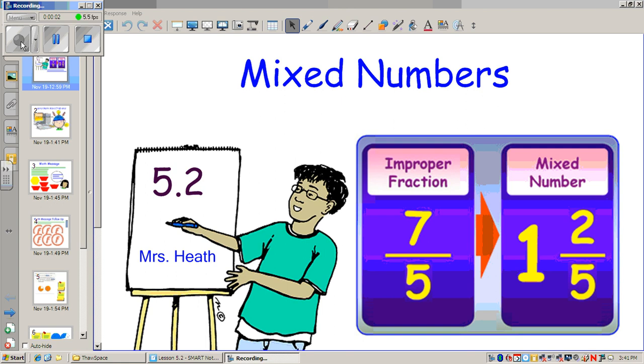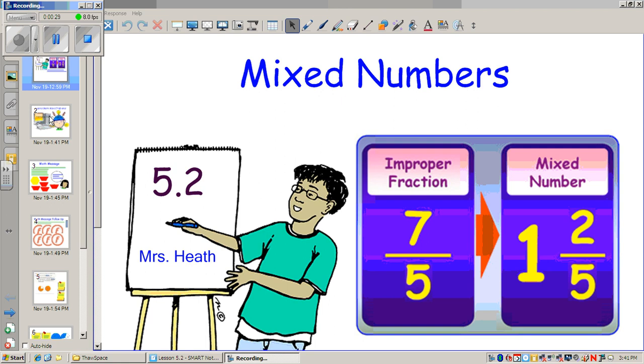Welcome to lesson 5.2 on mixed numbers. We are going to be talking about improper fractions and a mixed number. Remember, an improper fraction means that you have a bigger number over a smaller number, or a larger numerator over a smaller denominator. A mixed number is when you have a whole number and a fraction. So 1 2/5 in this case is the mixed number.